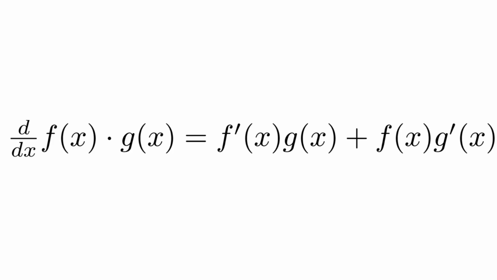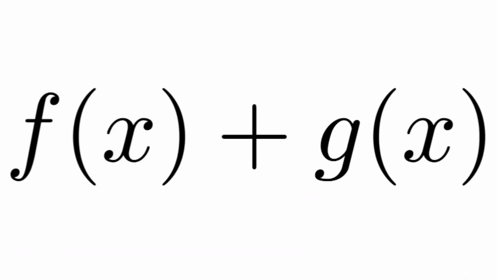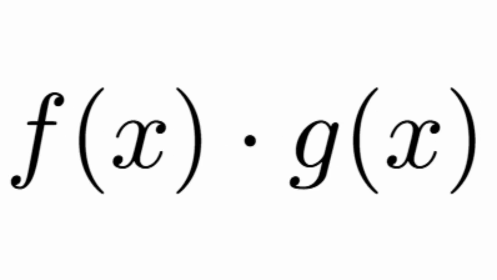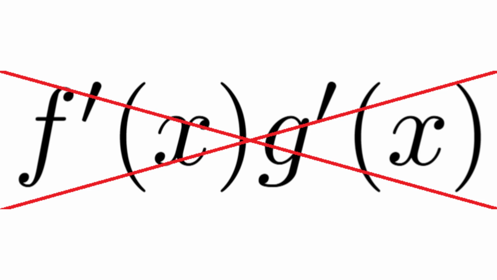Hello, in this video we will explore the product rule, one of the most important things from calculus. As you might remember, we are allowed to add two functions f and g no problem, and even subtract them. But what happens if we try to multiply f and g? What is the derivative of f of x times g of x? And it's not what you're thinking, just the derivatives multiplied together.